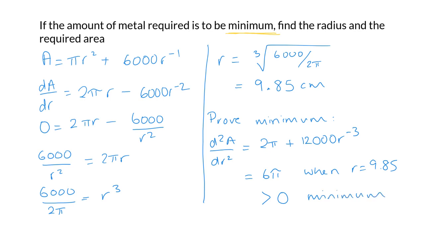Okay, so this is a really important bit that you remember to do. Sometimes it asks you, sometimes it doesn't. You always have to prove that it's a minimum or prove that it's a maximum. So we've got the radius, we've proved that it's a minimum. We also need to find the required area. So we need to put a value for r back into A to get what it is.